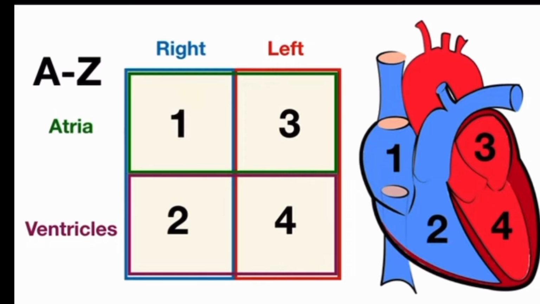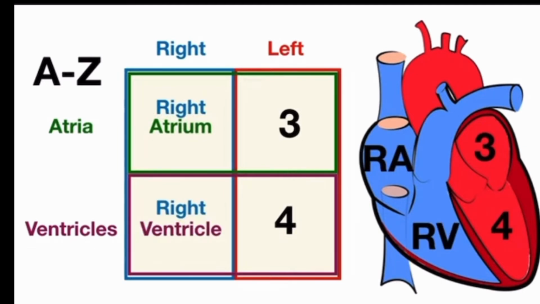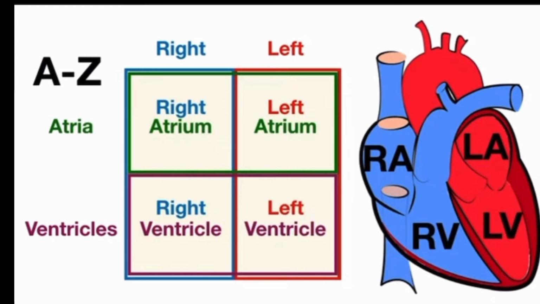Box number 1 is located in the right upper portion, so this represents the right atrium. The second box is also on the right side, but now we're in the lower region, so this represents the right ventricle. For the third box, we go back up top, so we know it's going to be an atrium, but now we're on the left side, so this represents the left atrium. Lastly, box number 4 is located in the left lower region. This is the left ventricle.